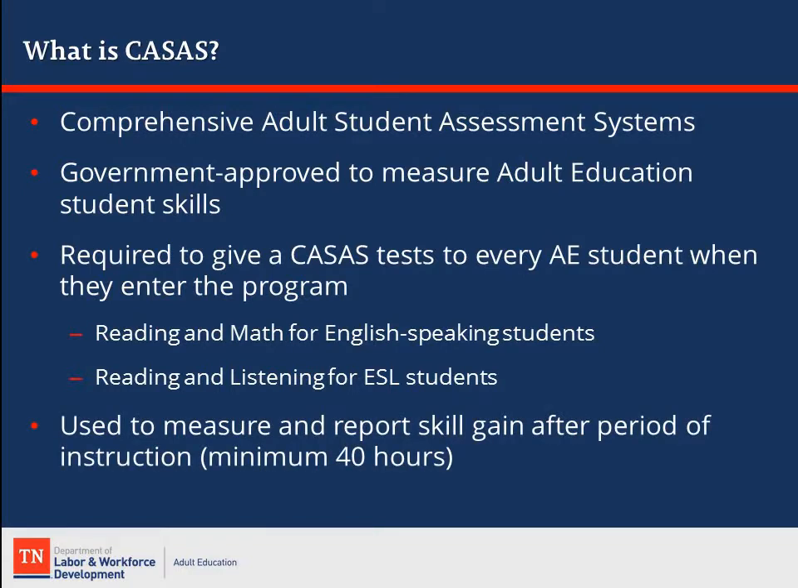CASAS is used to measure and report skill gains after a period of instruction, which is a minimum of 40 hours. This means that the students are tested when they first come into the program on CASAS. After a period of instruction, a minimum of 40 hours, we test them again to see if they showed any gain in those skills.